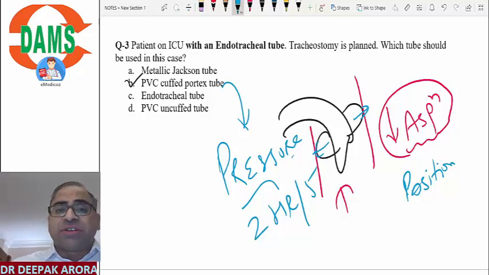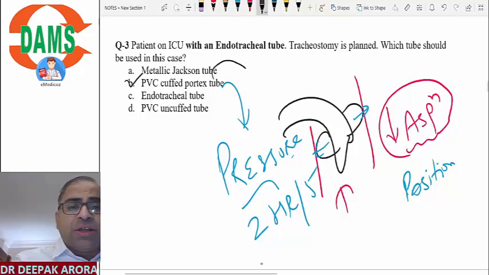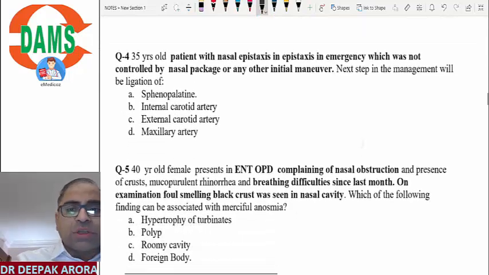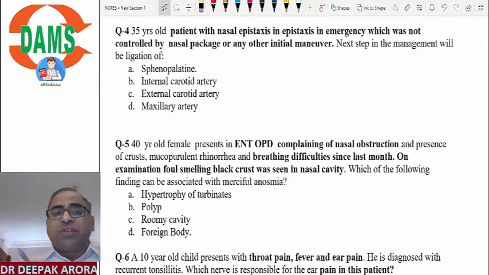Metallic tubes, silver Jackson tube. We are rarely using it. It is used for home care. It is very easy to clean the metallic tube, so it is used for home care. Am I understandable? Are you getting this point? Uncuffed tube is rarely used.